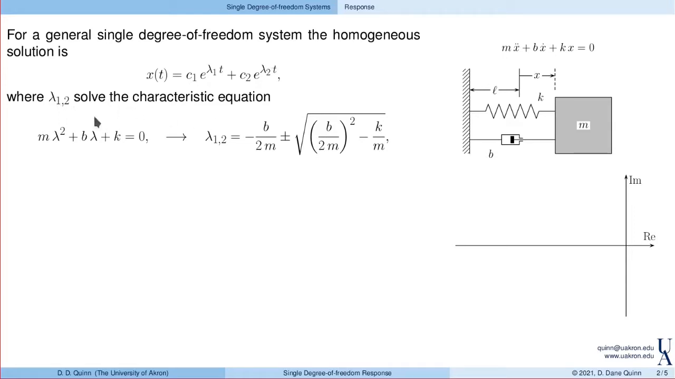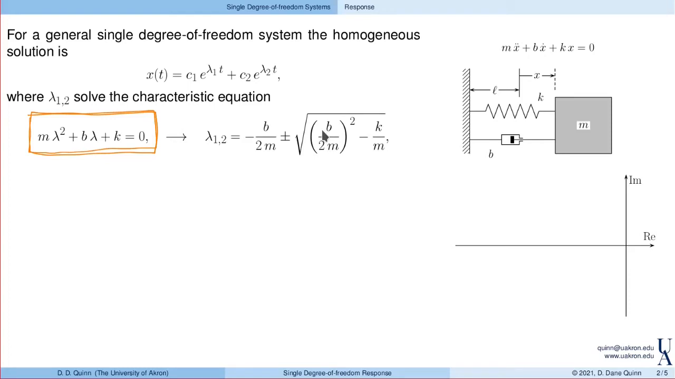In particular, they solve this characteristic equation, m lambda squared plus b times lambda plus k is equal to 0. This is great, right? Because this is quadratic in lambda, which is the unknown. And so we know the solution. We can go back and use our quadratic formula, and we can actually write that as minus b over 2m plus or minus the square root of all of this other stuff.